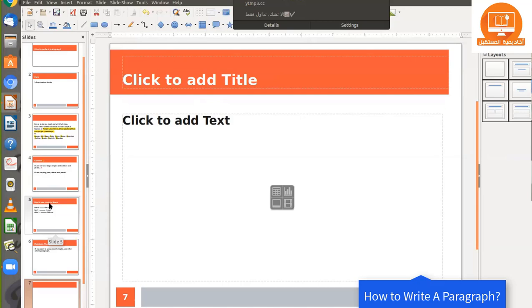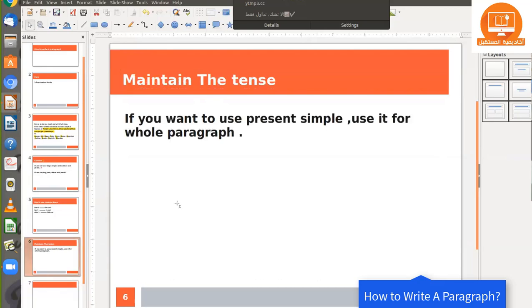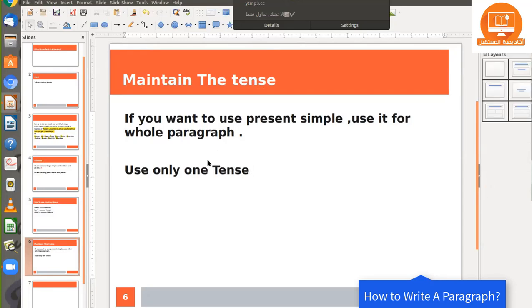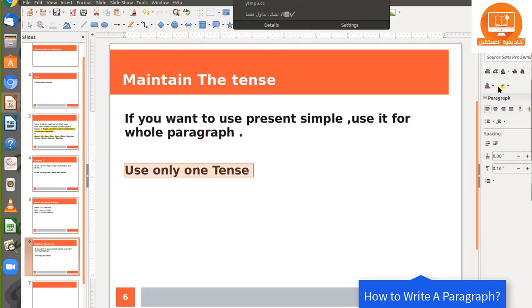Don't write one sentence in present, one in present continuous. It means I don't write one sentence in the past and then a sentence in the present. Use only one tense: present simple, past simple, and so on.